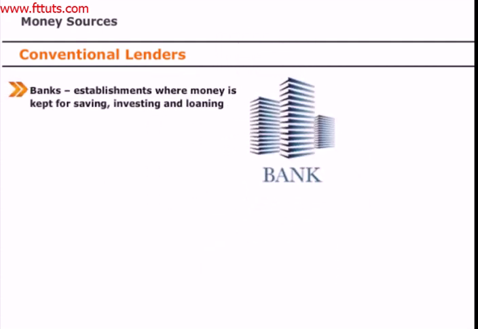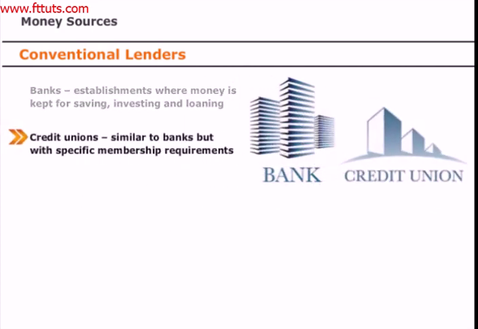Just about everyone is familiar with what a bank is, an establishment where money is kept for saving, investing, and loaning. A credit union is very similar to a bank, but there are typically specific requirements you need to meet in order to become a member. They are typically nonprofit and distribute their profits back to the members. Because of their membership requirements and being typically less regulated than banks, credit unions are sometimes able to process loans for lower interest rates and be a little more creative.